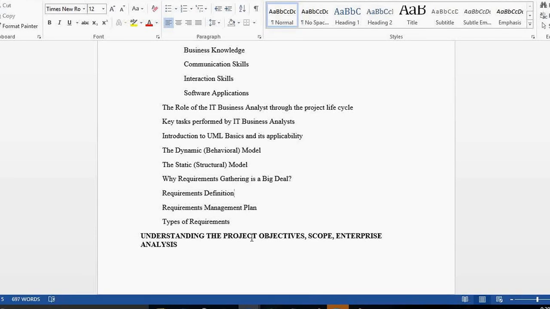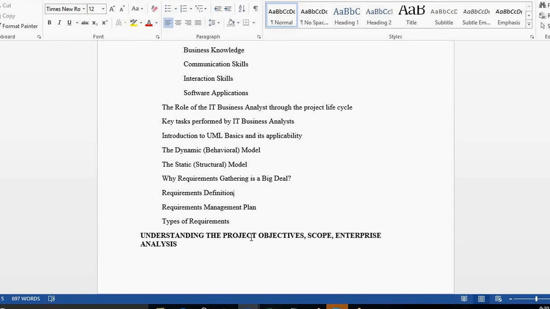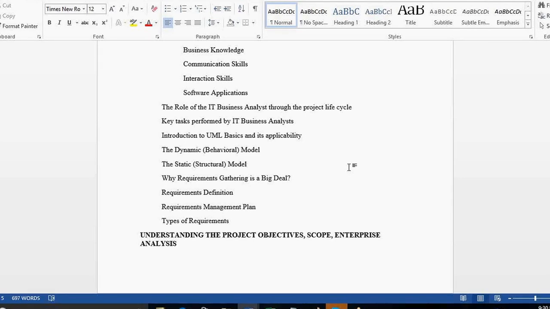Any questions between the behavioral model and the structural model? Okay, I'll take it as a no. We'll just go forward. So why is requirements gathering really a big deal? Any guesses here? Hussein or Mrinal?